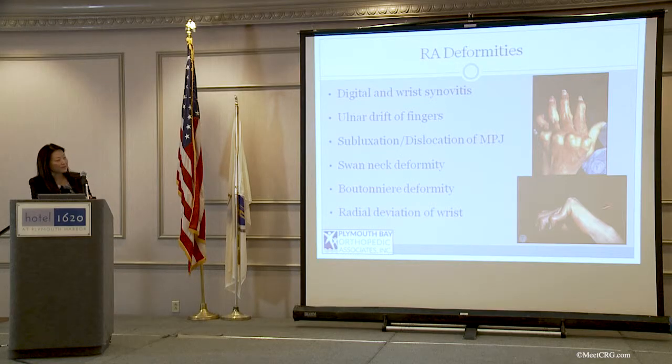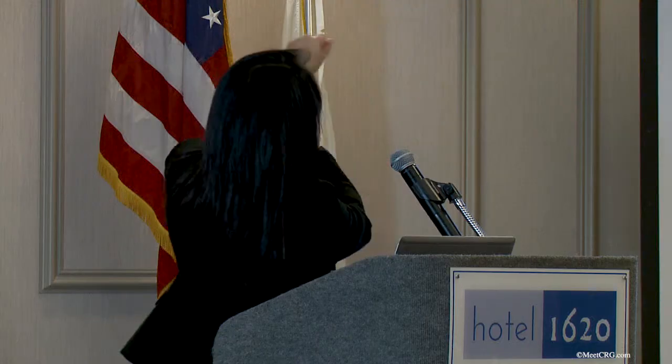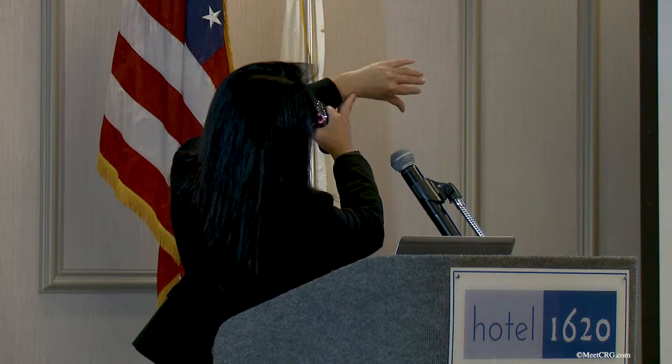Now in the finger, you can develop these swan neck deformities where there's hyperextension at the PIP joint and then flexion at the DIP joint. But alternatively, you can develop the opposite condition where you have flexion at the PIP joint with extension at the DIP joint. And then there's also some radial deviation at the wrist. So the wrist can bend towards the thumb and the fingers will bend towards the pinky there.